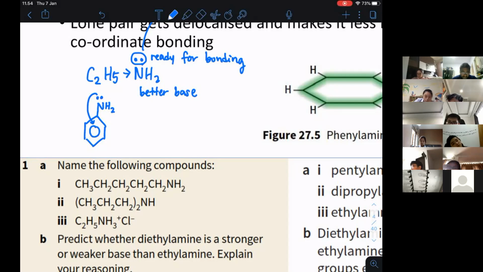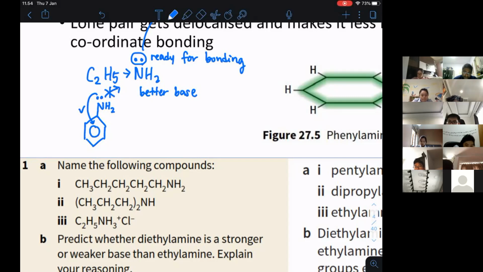So it means that when they go inside, it's going to create a much more stable compound because the electron will become delocalized. What happens now is this electron will be less available for bonding because they already committed themselves into the ring. So they will become less committed for bonding.